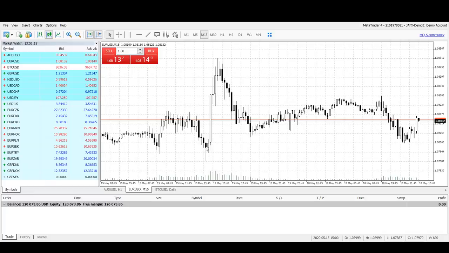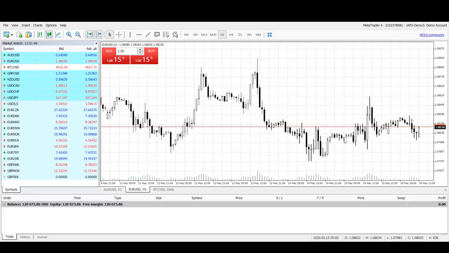So here on this chart we can see the doji pattern, here we can see a hammer, and here we can see a bullish engulfing. So here we have shown you the examples of the reversal patterns. Now let's look for the trend continuation patterns.